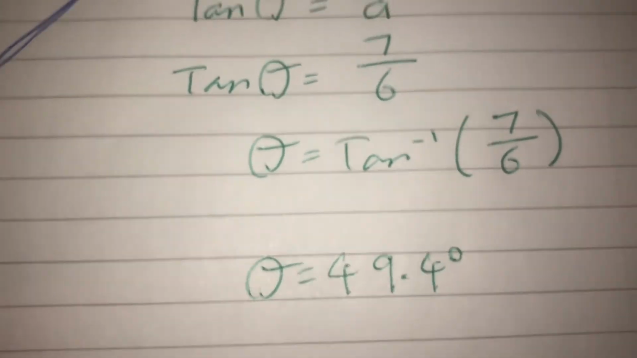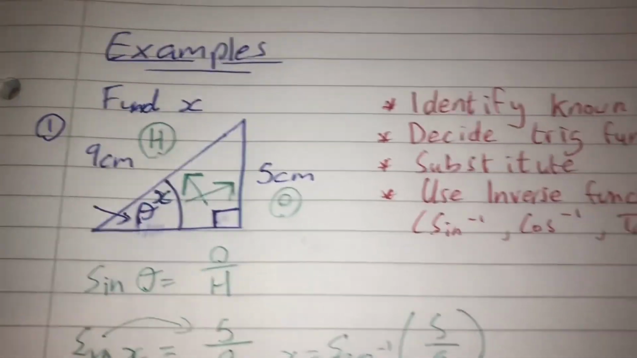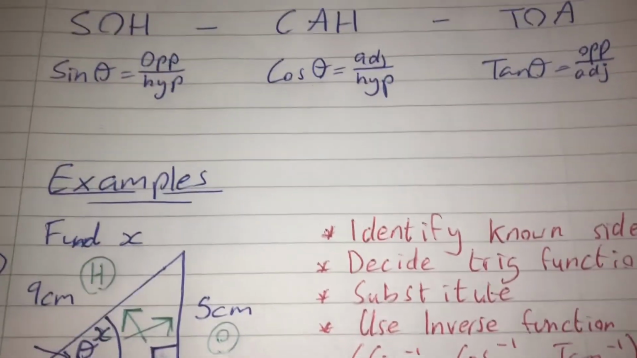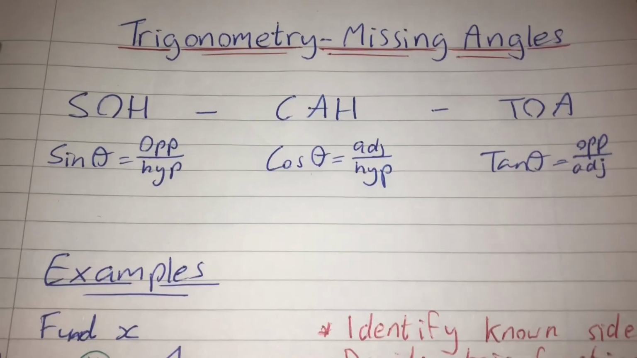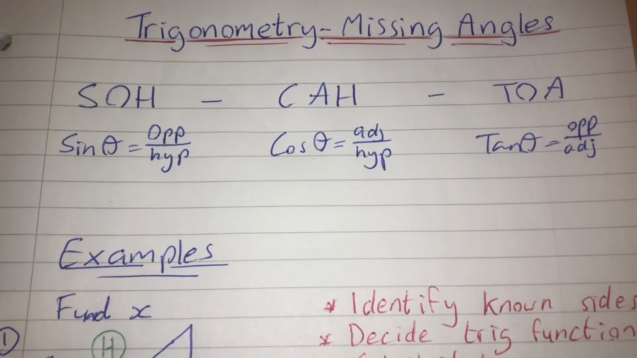Okay, so that's how we find a missing angle within trigonometry. I'll post some questions for you to try, and in the next lesson on trigonometry, we'll look at some questions within the context of worded questions or where there's a diagram or something of that nature.